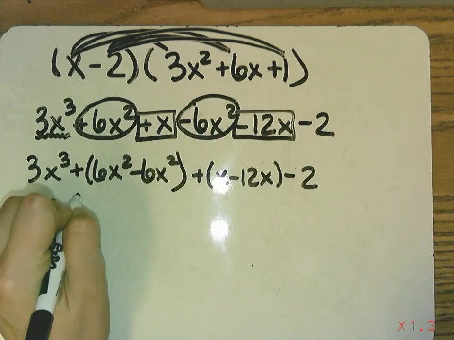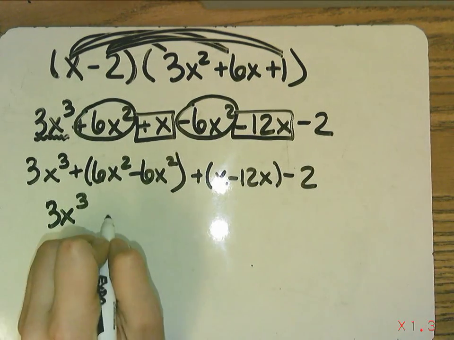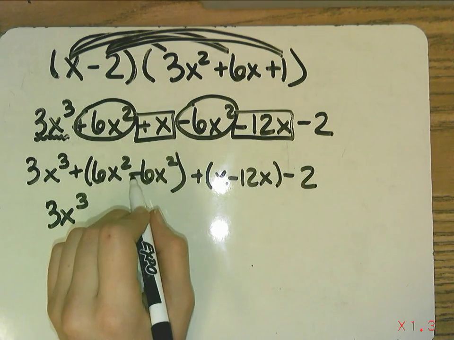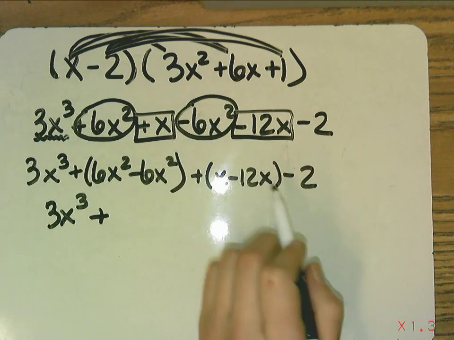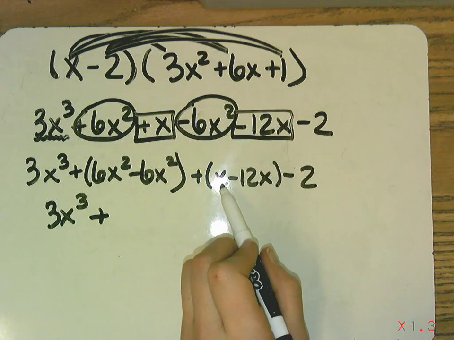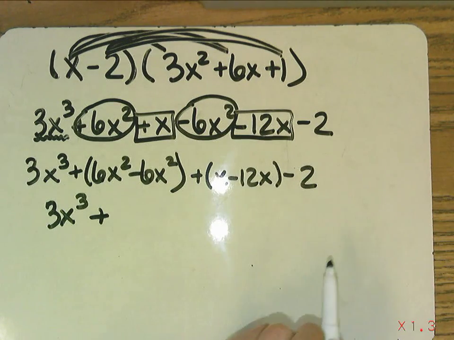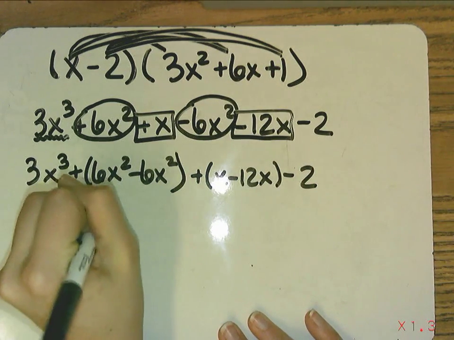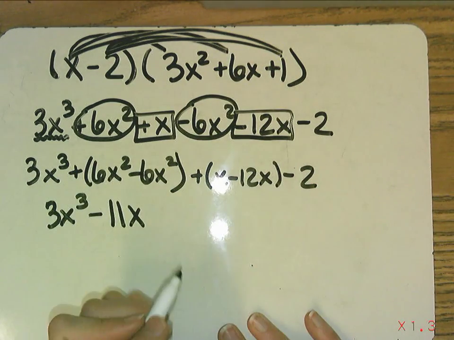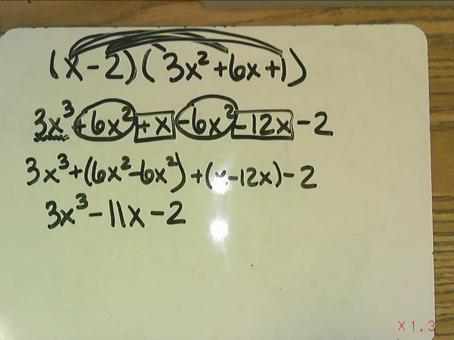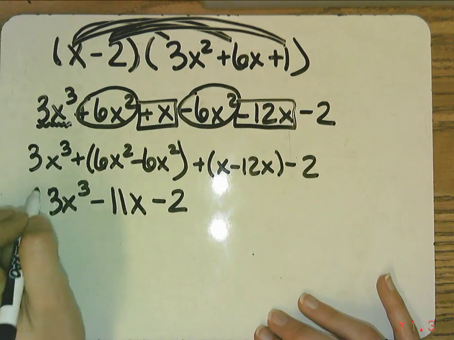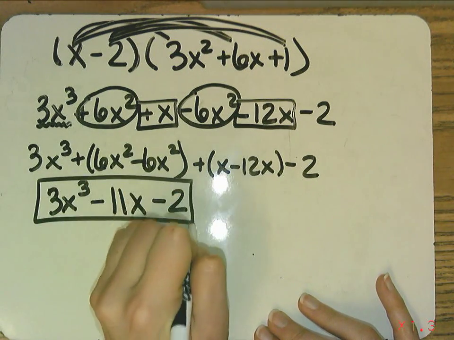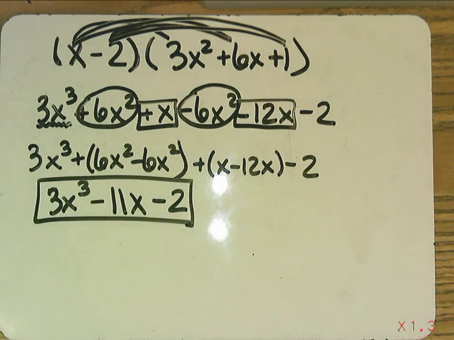So 3x cubed doesn't have any like terms, so it's just hanging around. 6x squared minus 6x squared gives me nothing. So I'm going to move to the next piece. I have x, 1x minus 12x gives me negative 11x. So this is actually going to be minus 11x. And minus 2 has no other like terms, so it just stays minus 2. And this is my final product because I have no more like terms to combine.